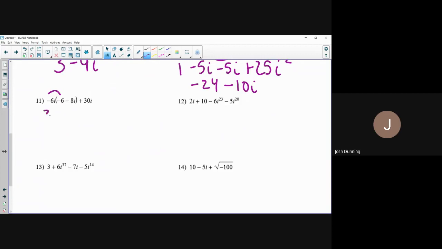Negative times negative, that'll be positive 36i plus another double negative 48i squared. We'll drop that 30i down. 48i squared. i squared is -1, so that becomes -48. And then the others are purely imaginary, so we got 66i.